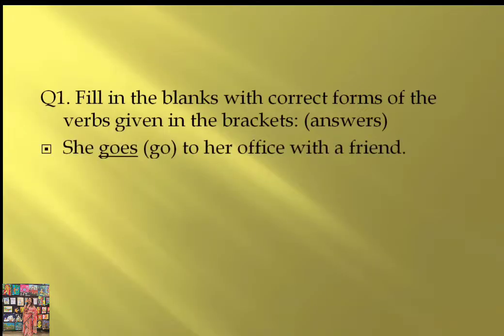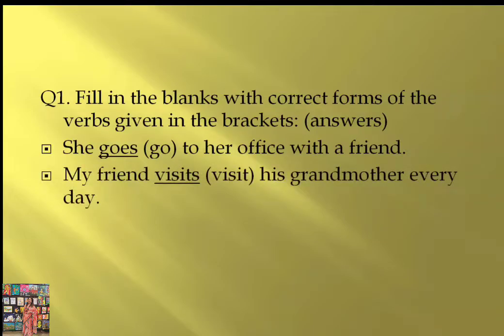The first one, she go to her office with a friend. So within the bracket we have the verb go. As we all know, in affirmative sentences we have to add s or es with the first form of verb. Thus go will change to goes. Then, my friend visit his grandmother every day. So visit, again you have to add s or es, since this is an affirmative sentence, and thus it is visits.